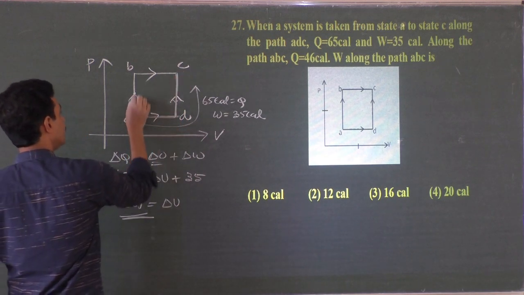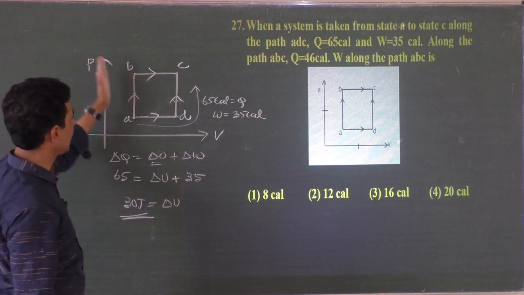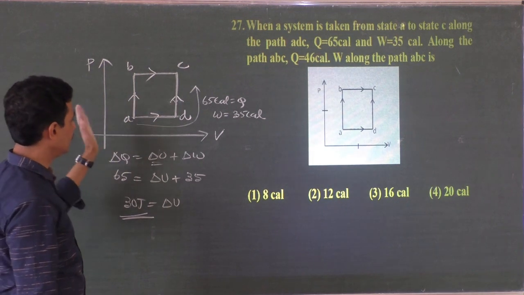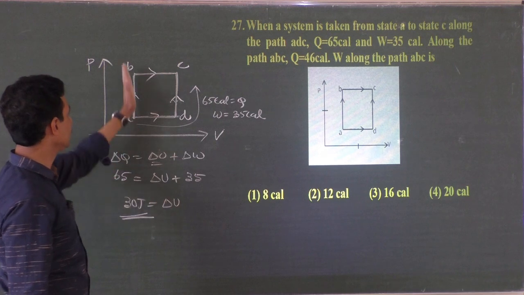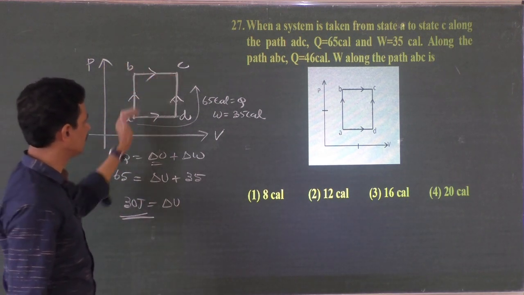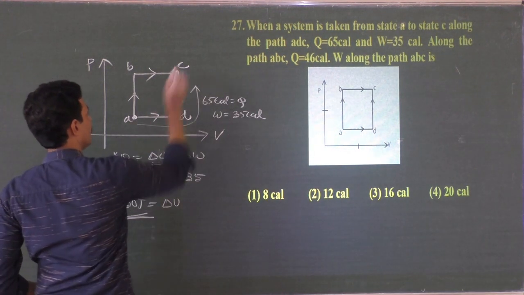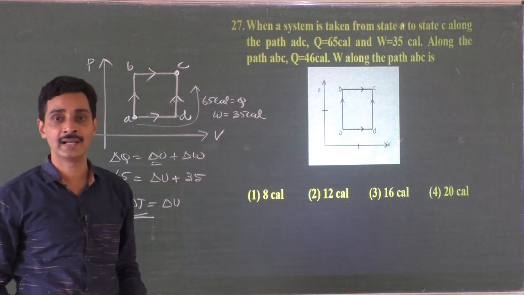But even if you move from A to B and B to C, that means if you first increase the pressure and then change the volume, what is the difference between ADC and ABC? In ADC, first increase the volume, then increase the pressure. Here increase the pressure and then increase the volume. So even if you move from A to B to C or A to D to C, the change in the internal energy is the same.